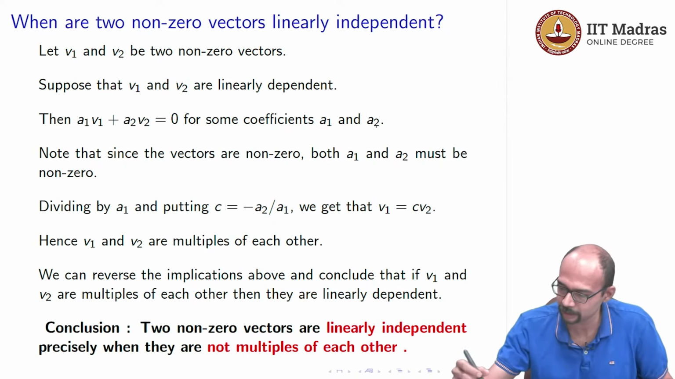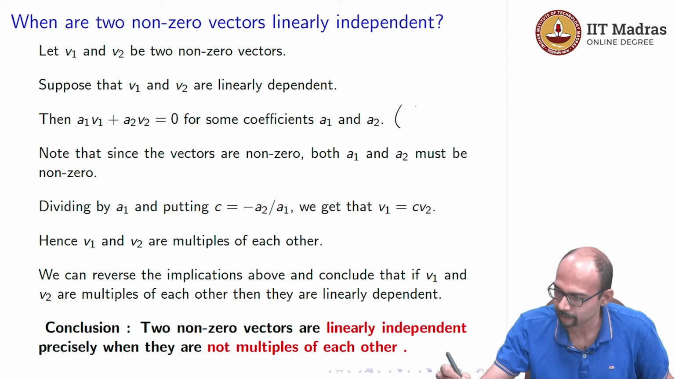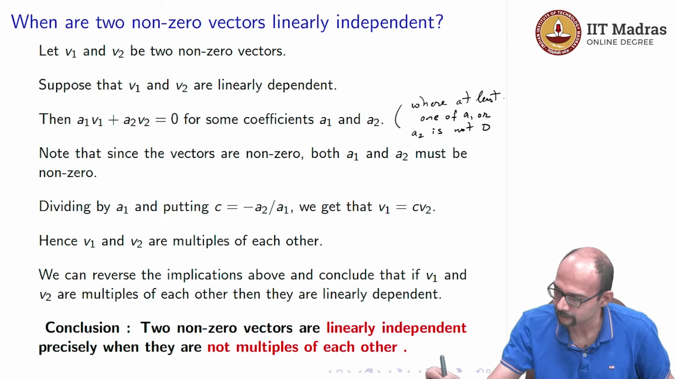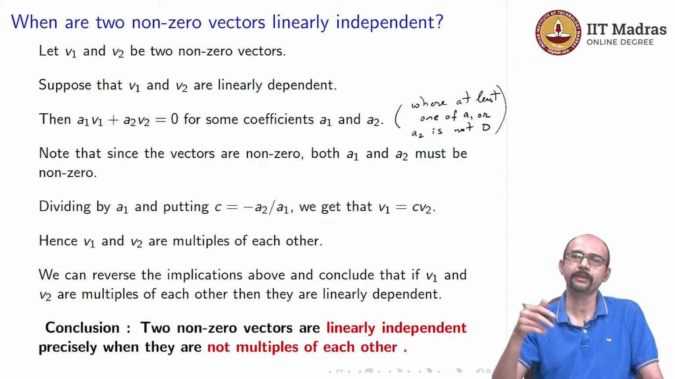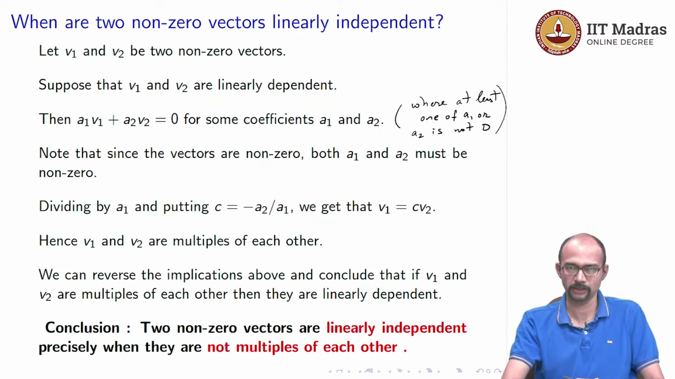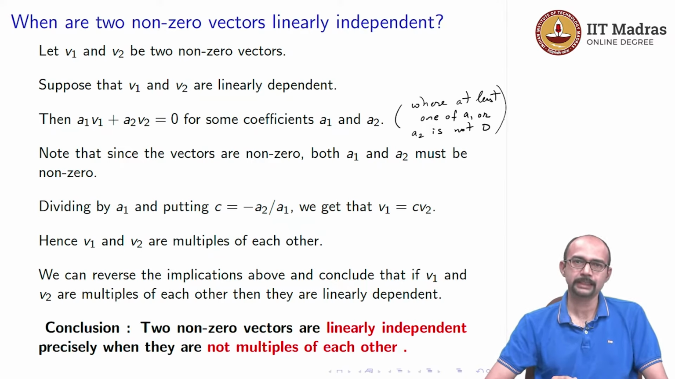Okay, and let me qualify this: the coefficients a1 and a2, where at least one of a1 or a2 is not 0. Yeah, and as I said, because both the vectors are non-zero and you have only two vectors in this case, both of them must be non-zero. That is what we are saying. Okay. So, the take home from here is, if you have two non-zero vectors, then linear independence means that they are not multiples of each other.